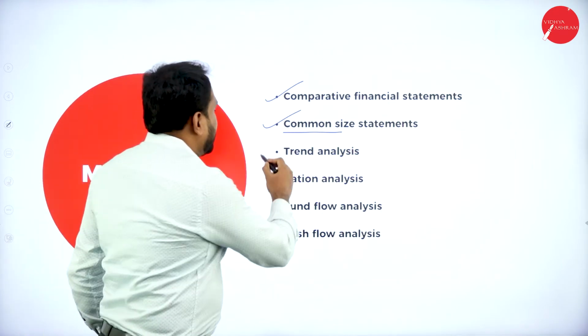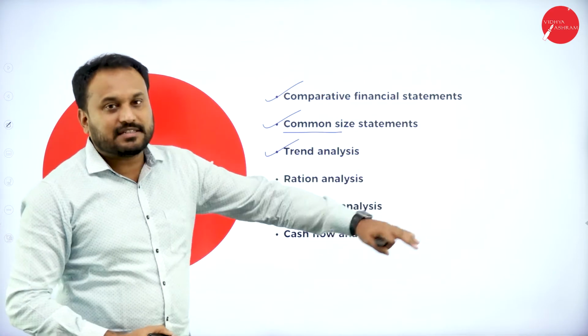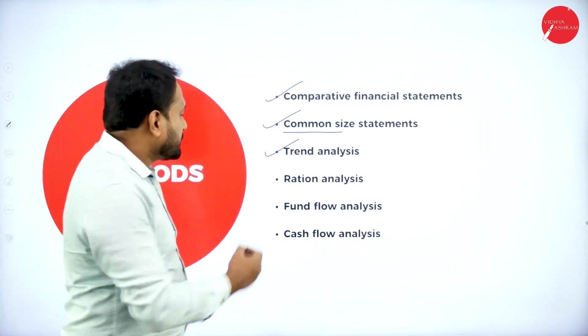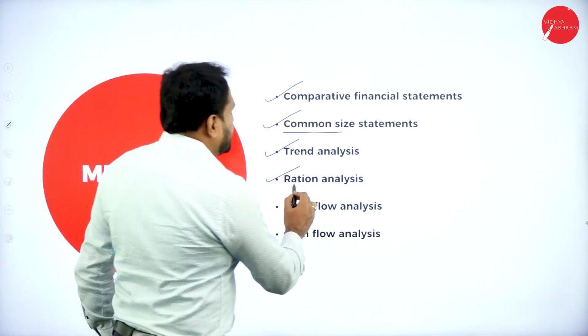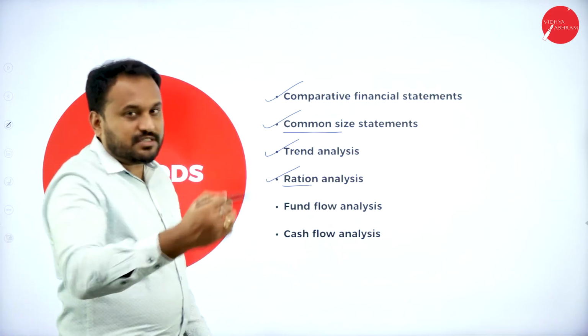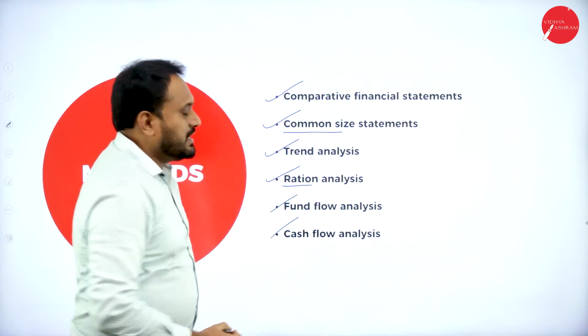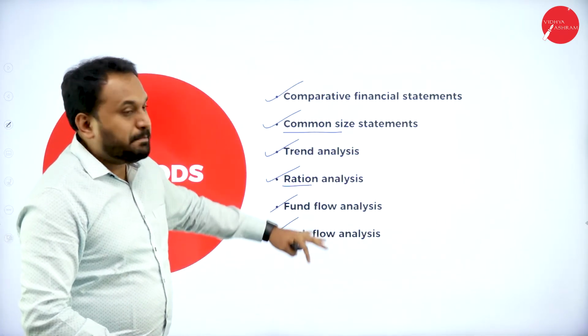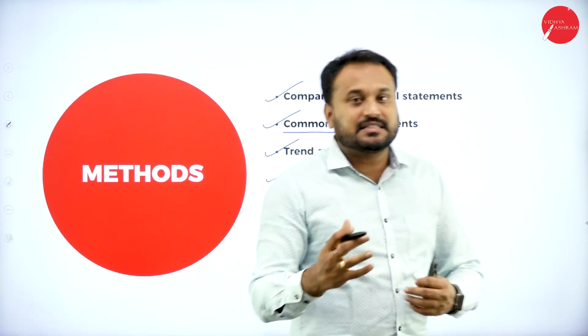Next, we have trend analysis. The next session I'm going to do is trend analysis and how exactly we are supposed to solve it. Then we have ratio analysis. This is also called ratios. Ratio is also called what? Ratios. Then we have fund flow and cash flow analysis. So these are the methods of analyzing the financial statement.